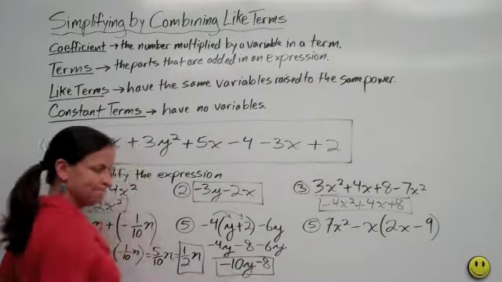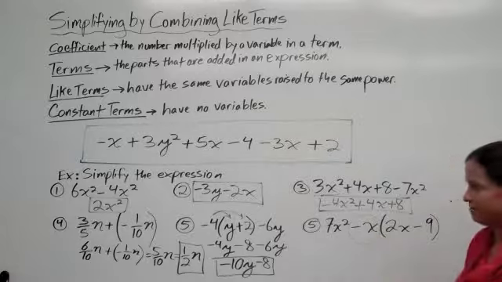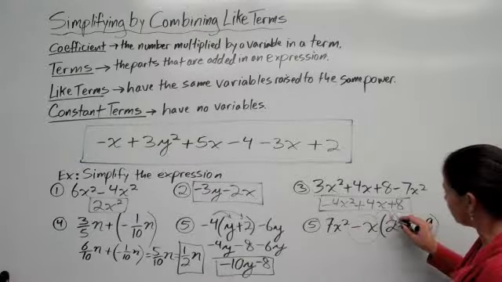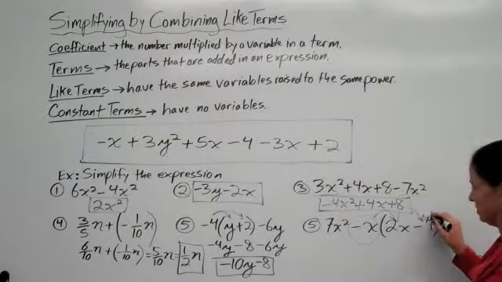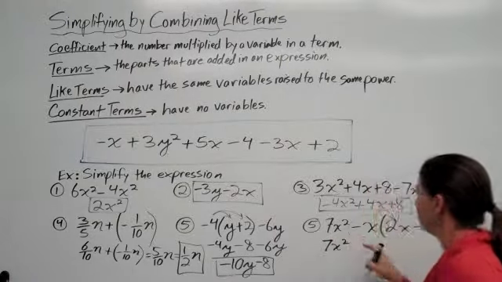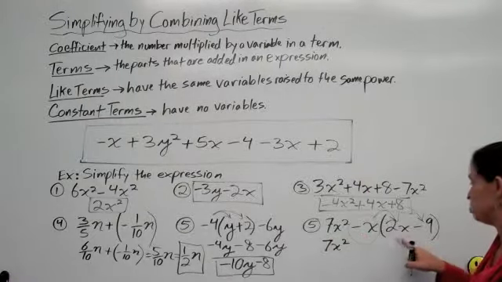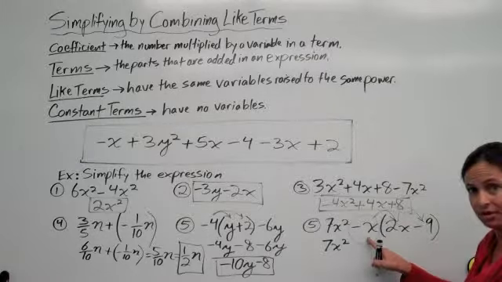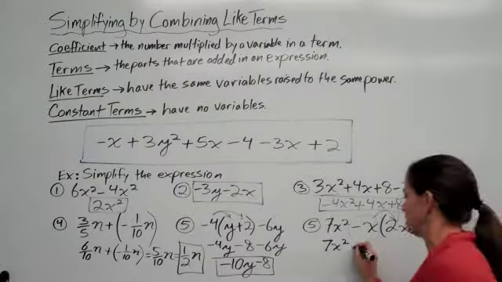And number 5, probably our most challenging problem. I have 7x squared, and then I'm subtracting x times all of this. So that means I'm subtracting all of this. So what I need to actually do is think of what am I distributing, and I'm actually distributing a -x. So it's -x times 2x, -x times -9. So I'm going to rewrite my 7x squared. And now what's -x times 2x? Is it going to be positive or negative? Negative times positive is a negative.